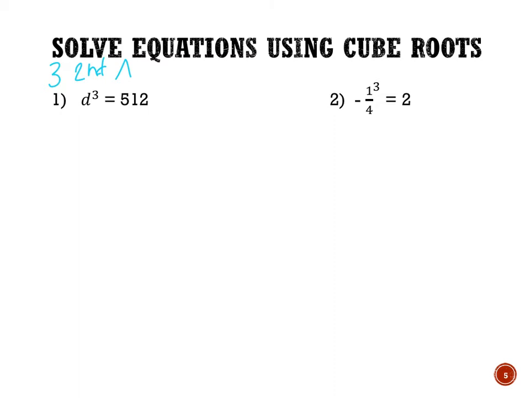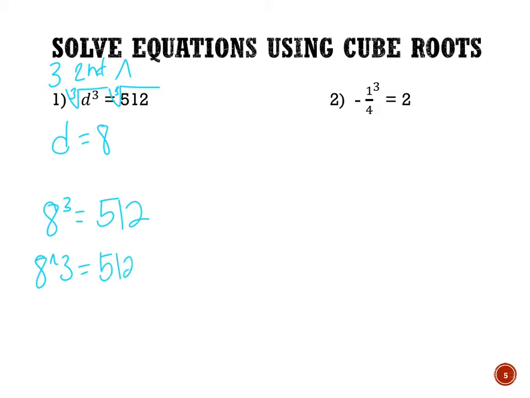Okay, so I'm going to take the cube root of both sides. The cube root of d cubed equals d, and the cube root of 512 equals 8. So 8 cubed equals 512. So in your calculator, you would put 8 to the power of 3, and 512 equals 512.